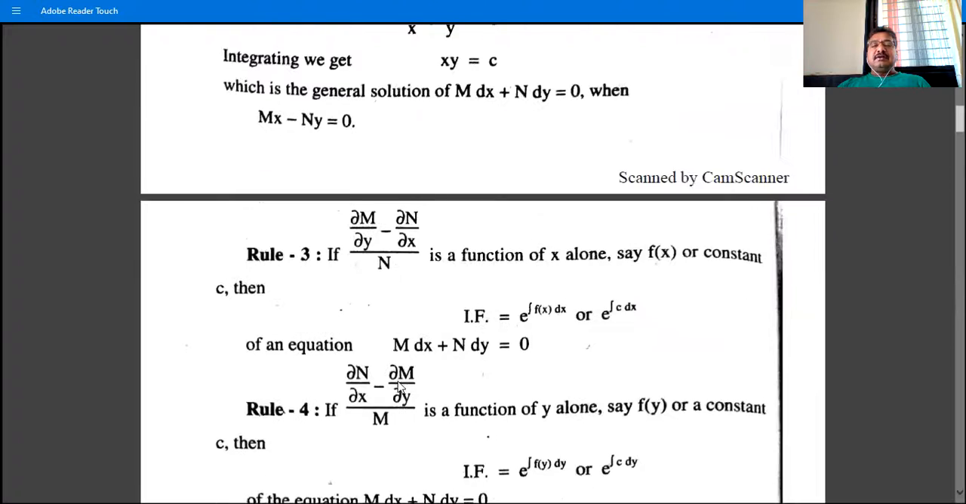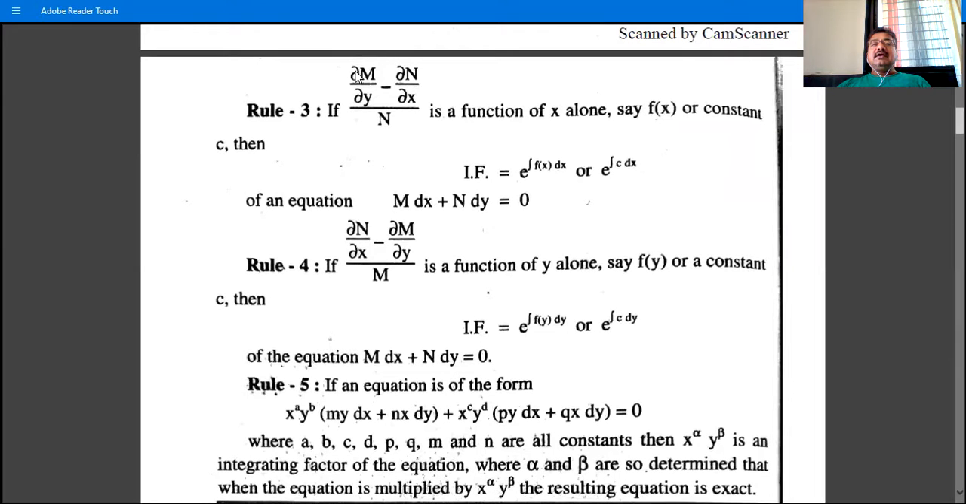But what is the difference between these two ratios? It is ∂M/∂y minus ∂N/∂x, and this is what? ∂N/∂x first, then minus ∂M/∂y, divided by M. Instead of dividing by N, we divide by M. And if this ratio is a function of y alone, or it is constant, meaning free from x, then the integrating factor is e raised to integration f(y) dy, or e raised to integration c dy, if its value is c. So this is the rule.